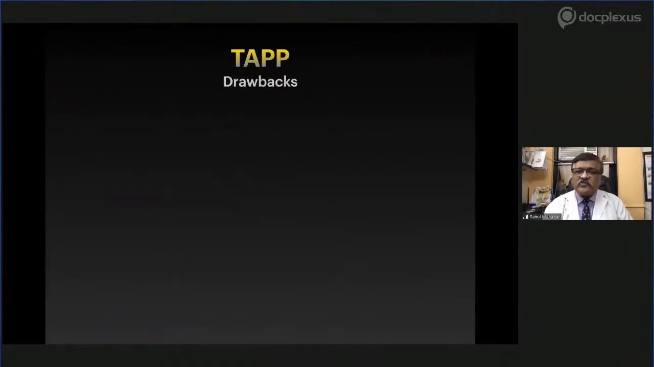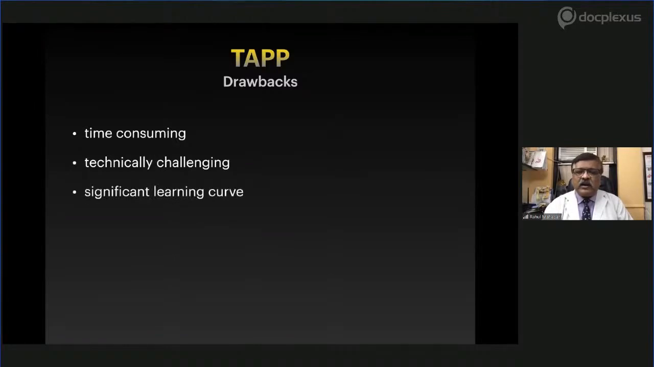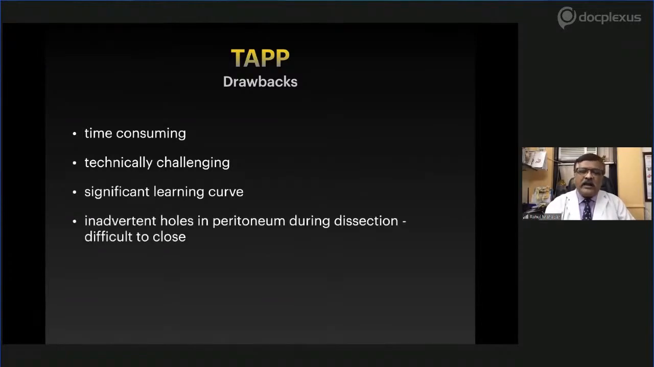And the other drawbacks of the TAP procedure are, it is time consuming, it is definitely technically very challenging, and has a significant learning curve. Already all these points were mentioned by Flavio in his particular talk. And there is inadvertent holes in the peritoneum during the dissection, which are very difficult to close. And again, if we put the composite mesh or covered mesh, then the cost goes very high.